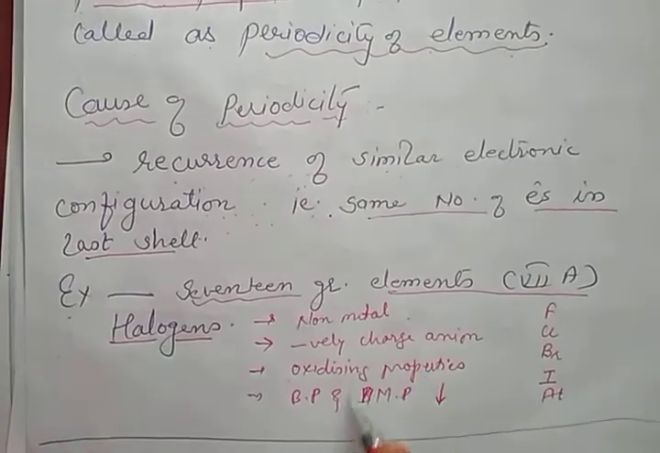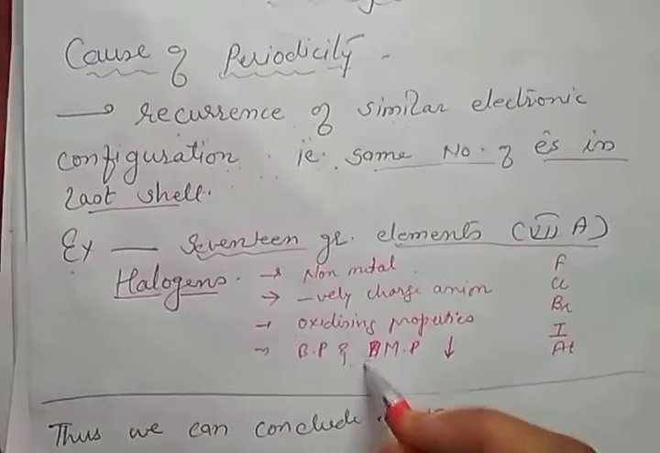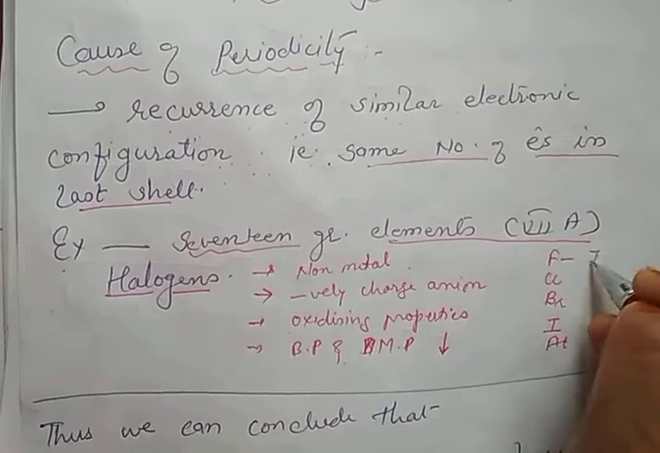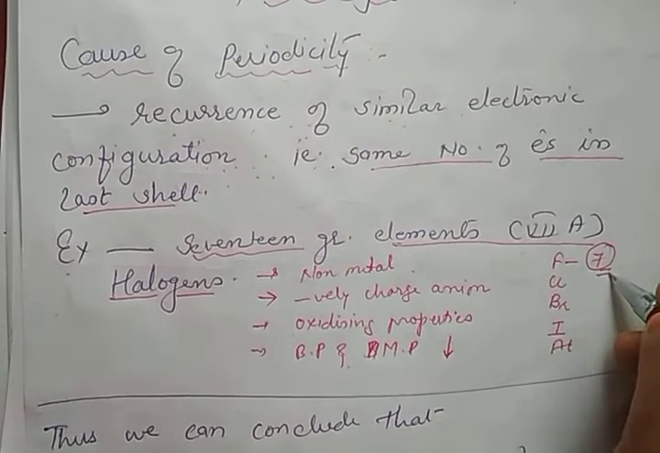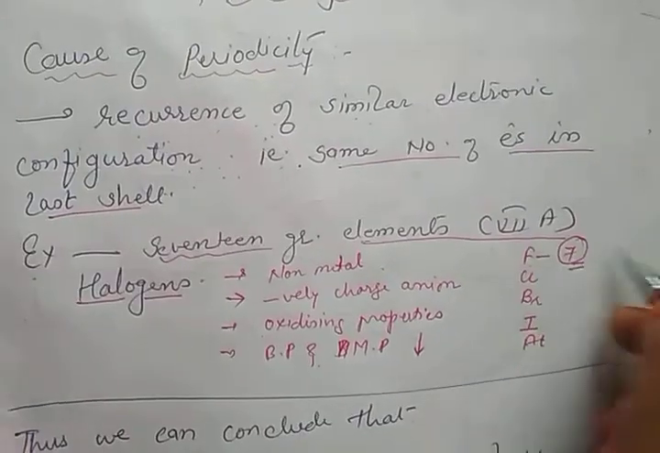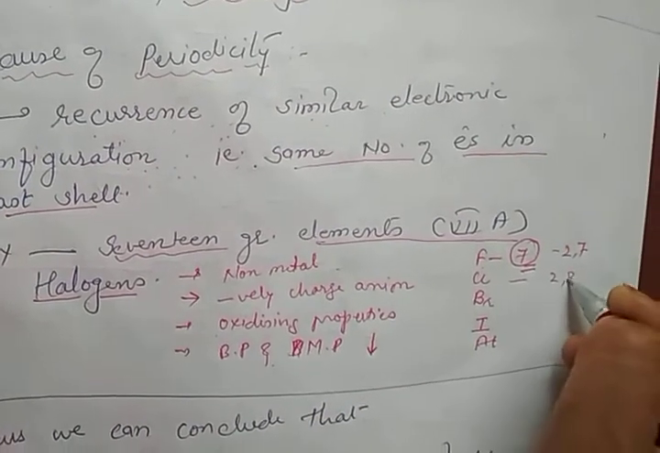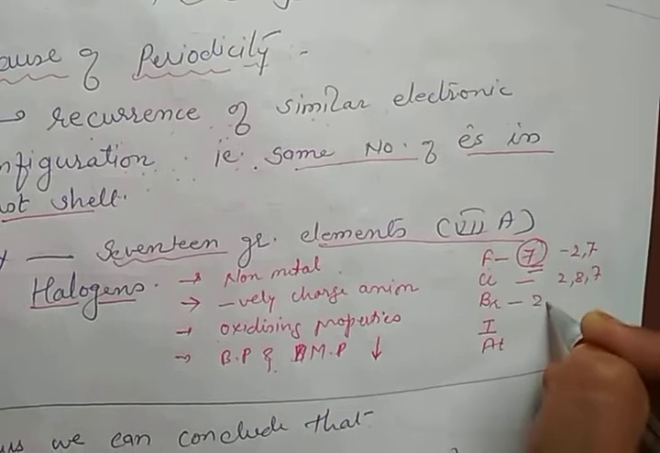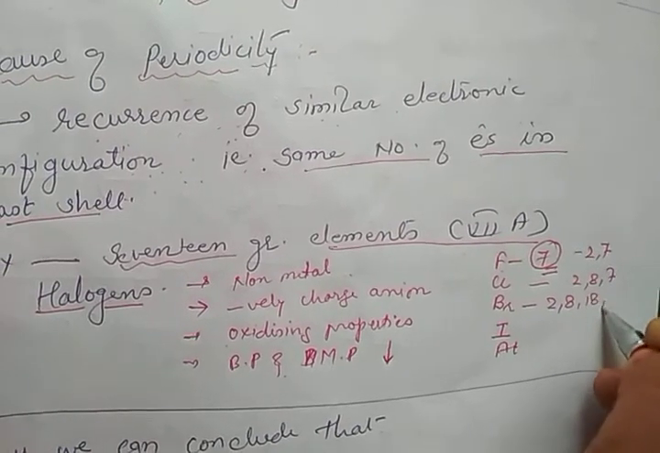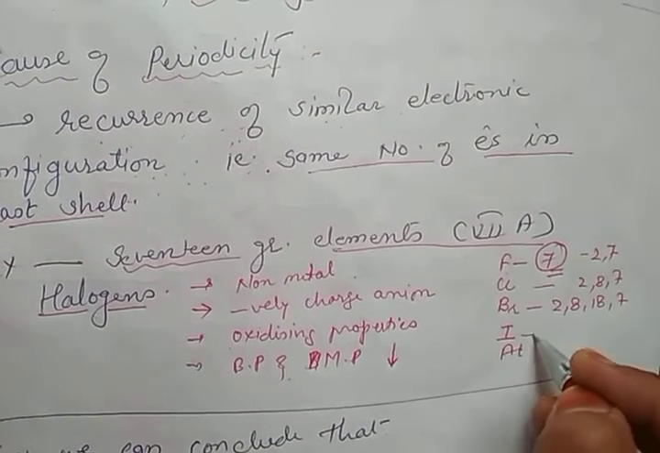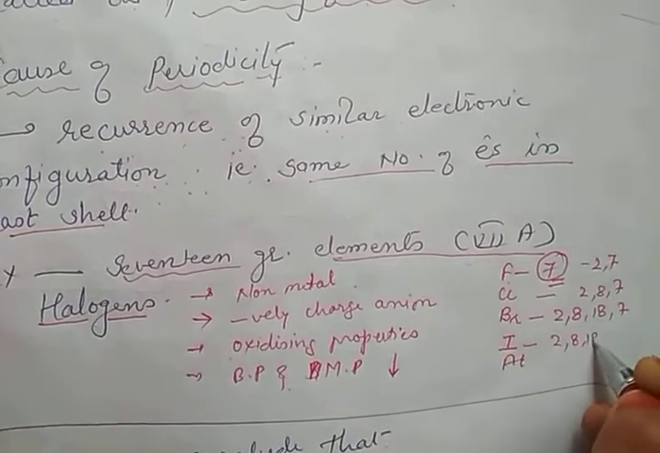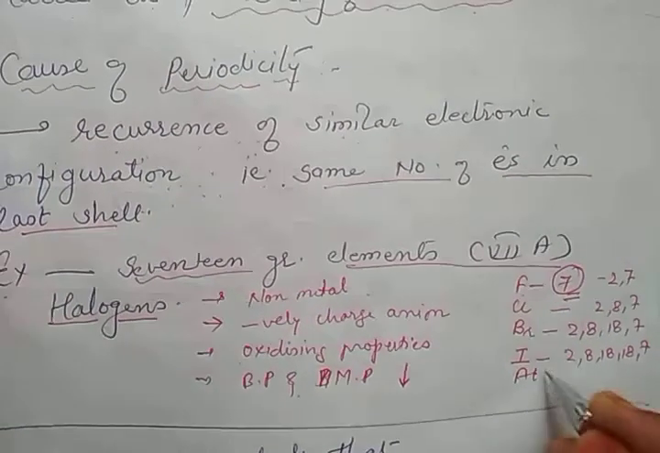The properties of these elements are the same. Why? Because all these elements contain 7 electrons in their last shell. Fluorine's electronic configuration is 2, 7. Chlorine 2, 8, 7. Bromine 2, 8, 18, 7. Iodine 2, 8, 18, 18, 7. Astatine 2, 8, 18, 32, 18, 7.